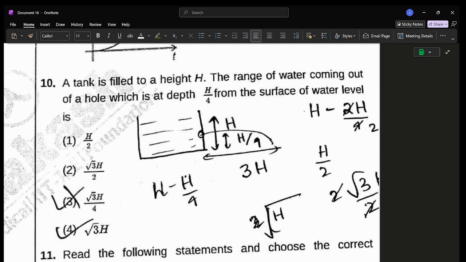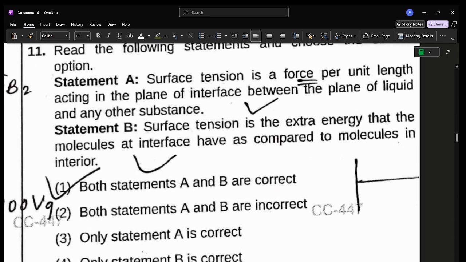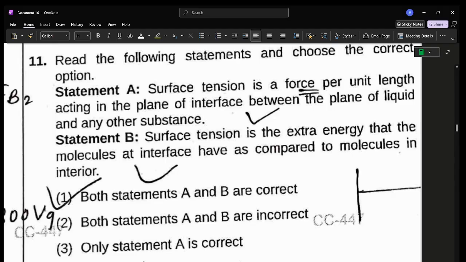Okay, moving on. I think the next question is pretty clear. Let's just read it once more and move off. So the question tells surface tension is a force per unit length acting in the plane of interface between the plane of liquid and any other substance. I kind of imagine the fact that when you pour water on certain material cloth, they don't stain it instantly because it flows out like beads. So I think that is also the same reason, because surface tension is a force per unit length acting on a plane of interface between liquid and another substance.